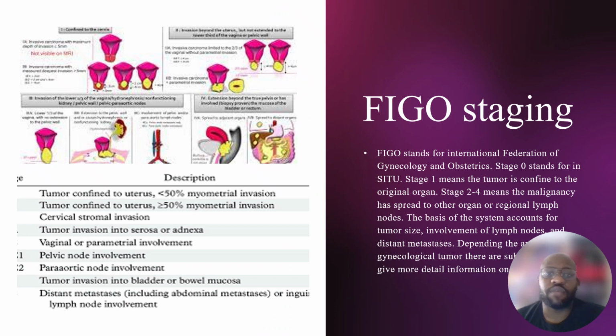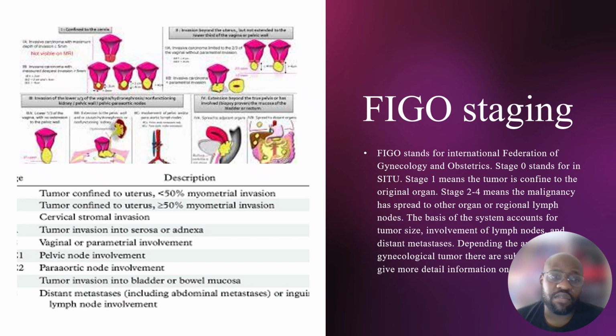We'll be starting off with the FIGO staging system, which is used for gynecological malignancies. These are malignancies of the uterus, the endometrium, the ovarian, the vagina, and the vulva. FIGO stands for International Federation of Gynecological Obstetrics. I apologize if I can't say that.